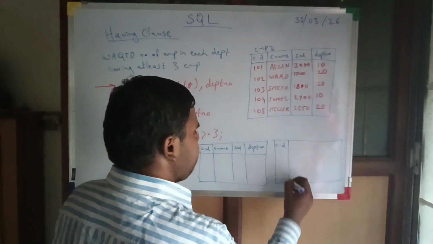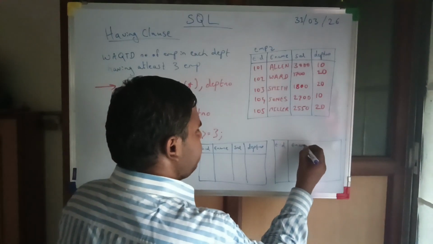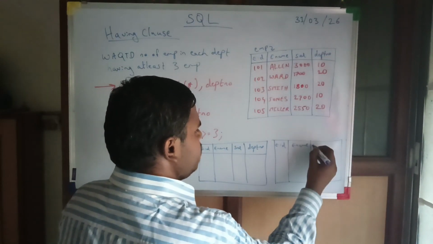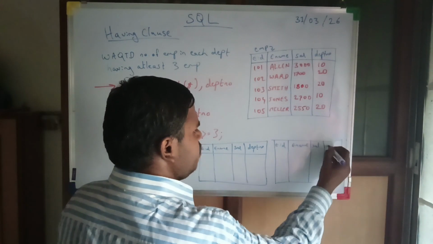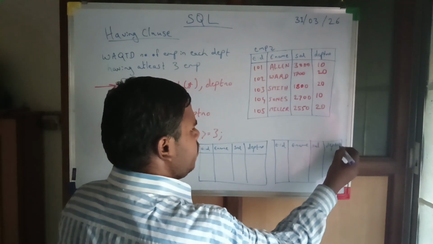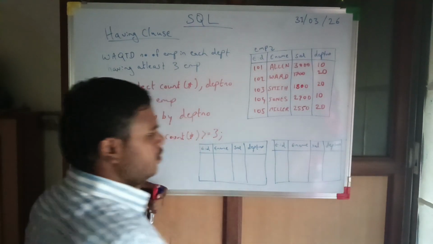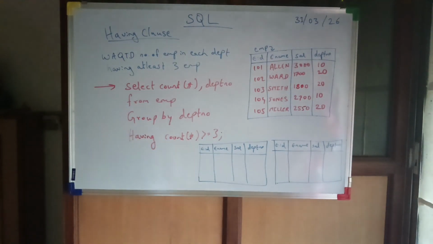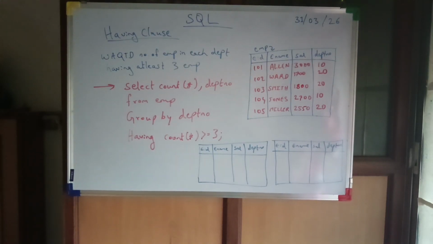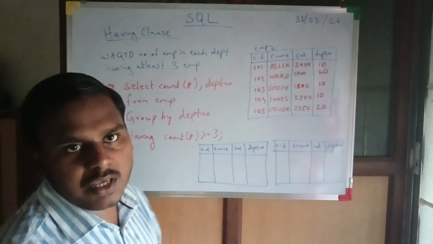EID, E-name, salary, department number. EID, name, salary, department. Okay, visible. No worries. So first happening in group by clause, two separate groups were made.